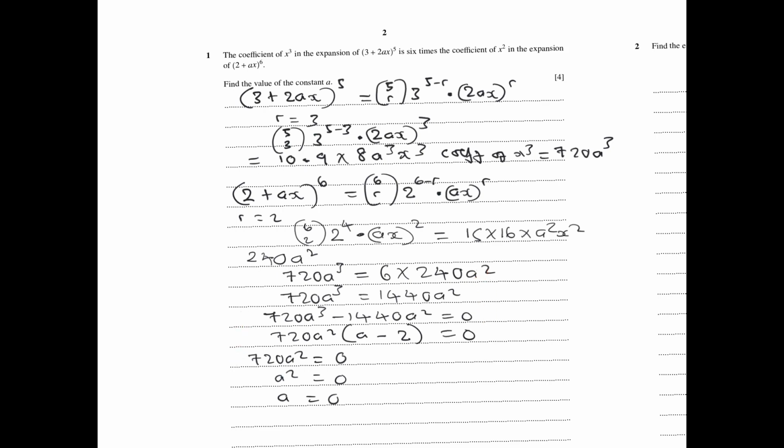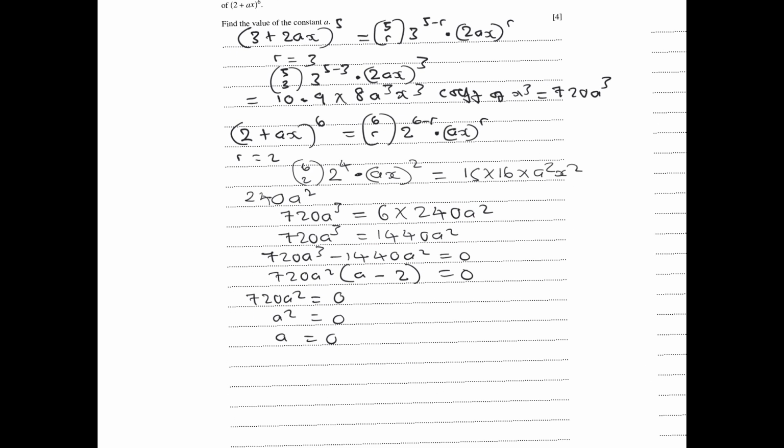Okay, so this a is equal to 0 is invalid. We need to find out with the other one. We have a minus 2 is equal to 0. So if we solve for a there, we're going to have a is equal to 2. So the valid answer here is a is equal to 2. A is equal to 0 is invalid. All right, so that's what we have there for question 1.